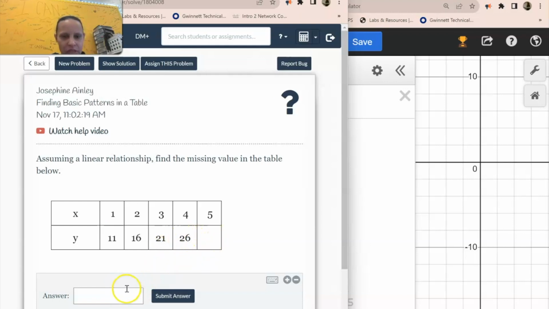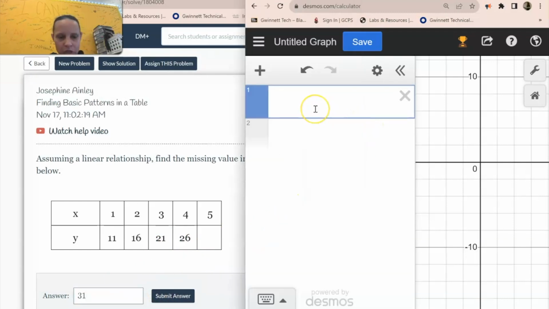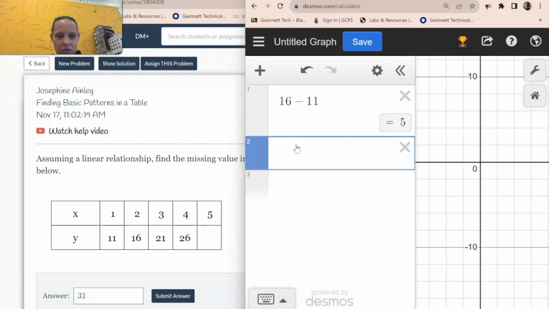So if I do 26 plus 5, I get 31. But of course, since we're doing this in a calculator, we're going to do the second number minus the first number. And you can see it's 5. Then I'm going to check. So start with the first number, and I'm going to add 5 each time. When I add 5 each time, do I get the next number?